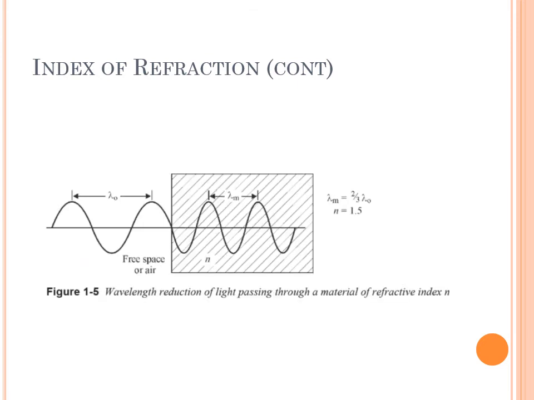This is shown in this slide, where we see in air we have our lambda O, and then once it hits that optical material, the wavelength changes and is actually smaller. In this case, they're telling us that our lambda in the material is actually 2/3 of the original lambda, which gives us that the index of refraction for that material is 1.5.